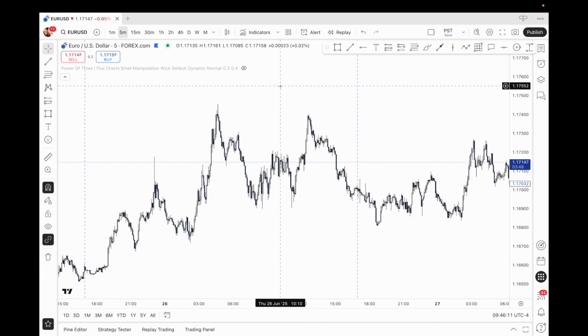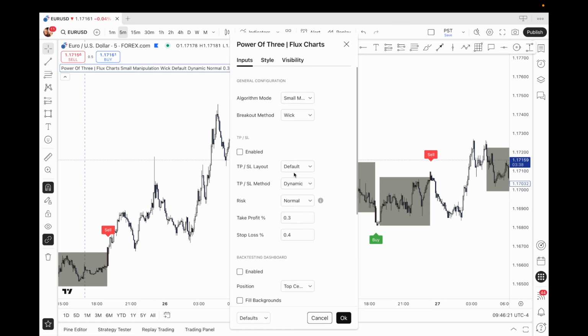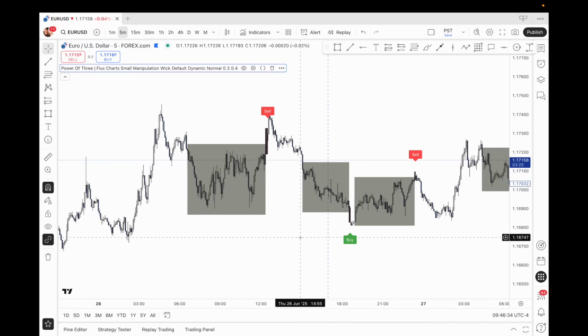So what we are going to do, you are going to go to indicators and you're going to type in Power of 3 by Flux Charts. This is going to give you a buy or sell signal. It's going to show you where the manipulation is happening, and it's also going to show you where the accumulation is happening. So let's quickly have a look.